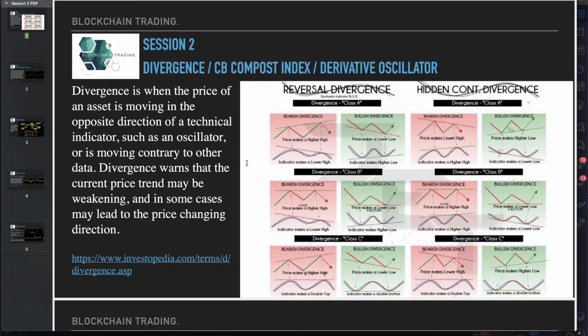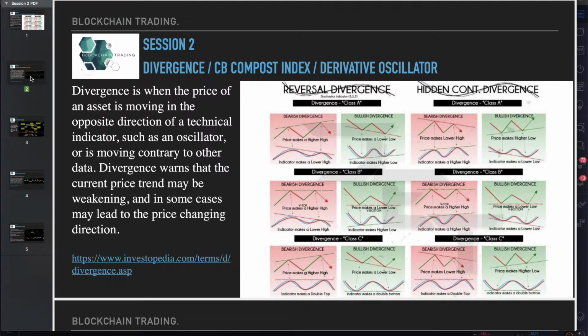A divergence is when the price of an asset is moving in the opposite direction of a technical indicator, such as an oscillator, or is moving contrary to other data. Divergence warns that the current price trend may be weakening, and in some cases may lead to a price changing direction. There's a little link down here on the bottom where you can get more information on divergences. This is a really good cheat sheet that I have personally used in the past that shows your reversal divergences and your hidden continued divergences, and what they look for compared from price action to your oscillators. I covered a little bit on the RSI last week of what some divergence could look like.